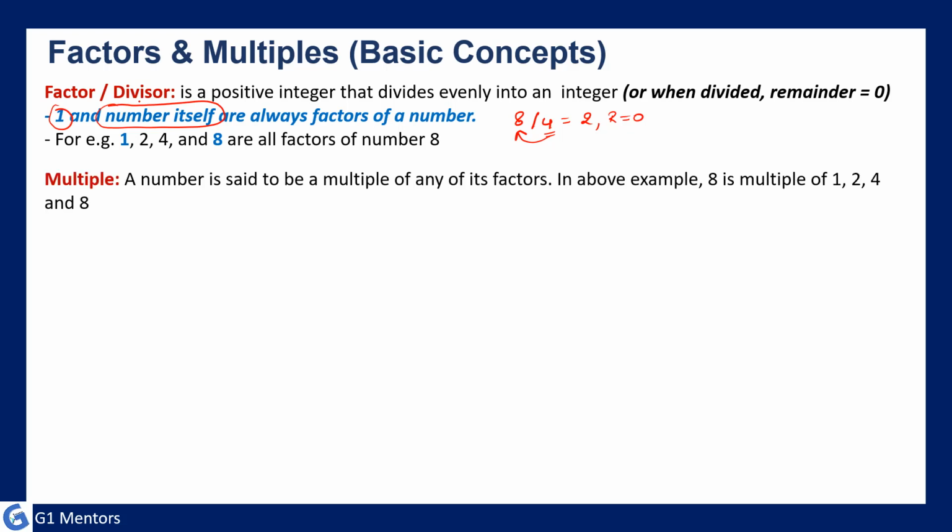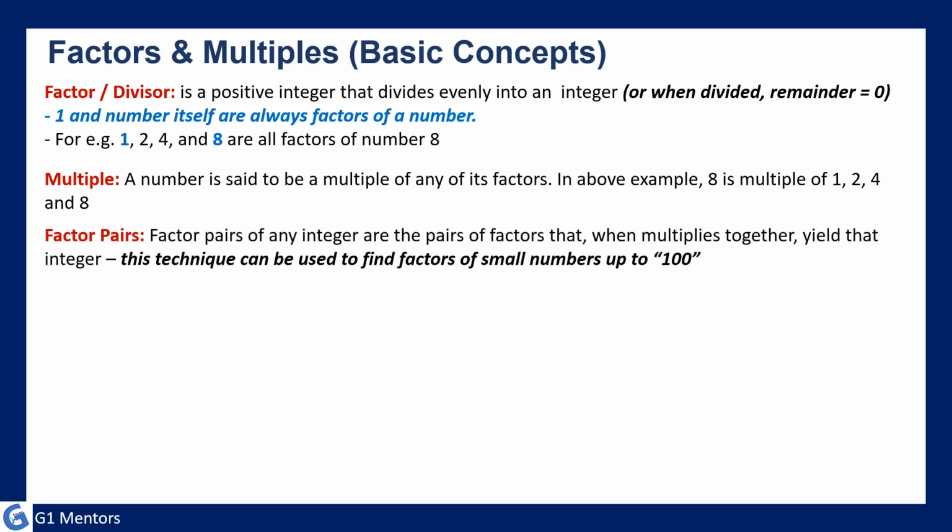What is a multiple? A number is said to be a multiple of any of its factors. So for example, in the above example, 8 is the multiple of 1, 2, 4 and 8. So now let me introduce to you factor pairs. Factor pairs of any integer are the pairs of factors that when multiplied together yield that integer.